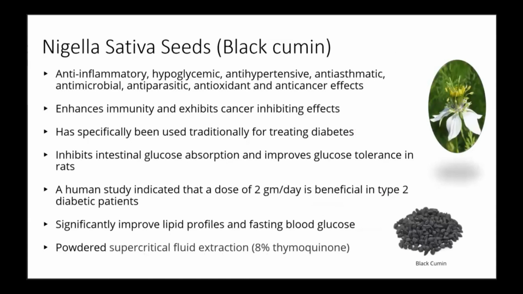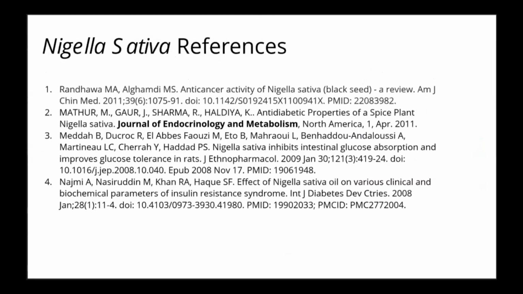Thymoquinone, this you see at the bottom, 8%, you can get a supercritical fluid extract. Thymoquinone has so many health benefits now for cancer, for diabetes, and for all this metabolic syndrome. It's really amazing. And look at all the different things because they're all tied together. Inflammation, hypoglycemia, hypertension, asthma, microbes, all of it.